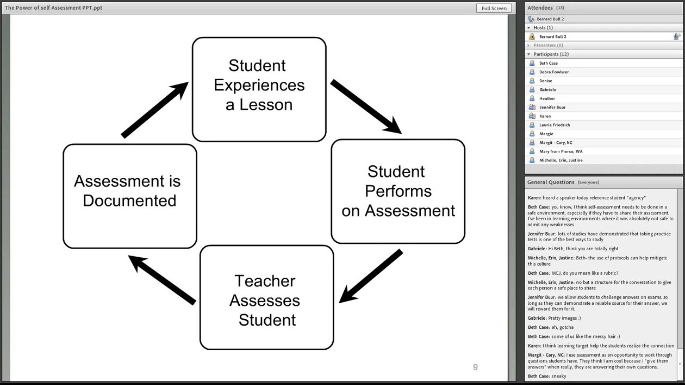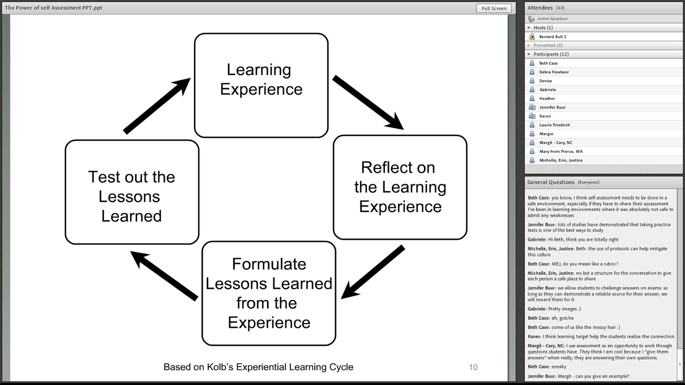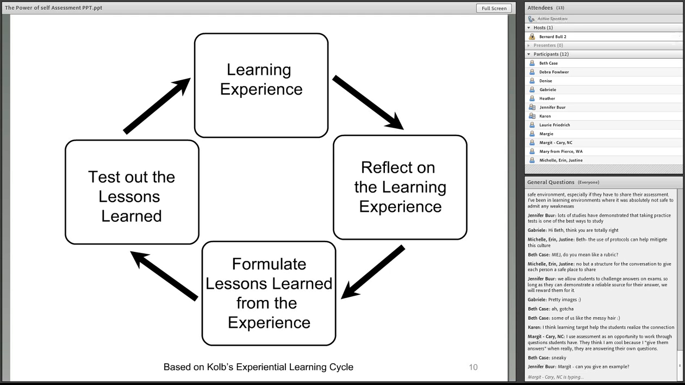But let me offer, as a replacement, this perspective that's based on Kolb's experiential learning cycle. At the top, we have the learner has a learning experience. Second, the learner then reflects on the learning experience. Third, the learner forms some kind of lessons. Well, what did I learn from this experience? As they reflect, they begin to systematize their reflections into a series of lessons, one or more lessons. And then they test out those lessons to see if they hold true, if they work for them, right?